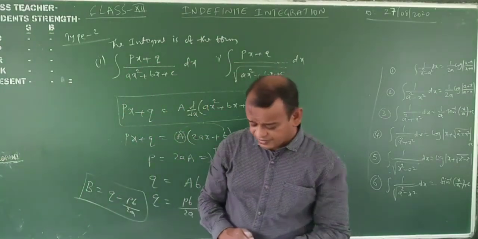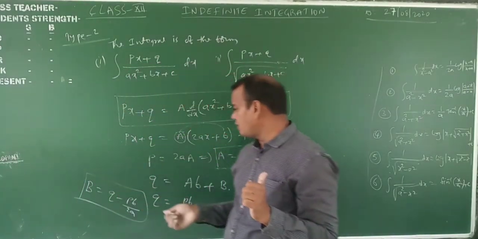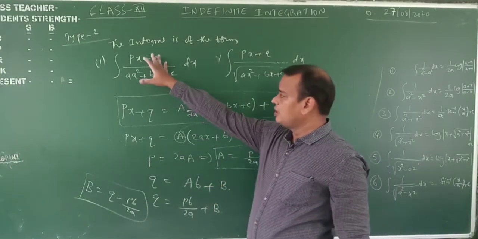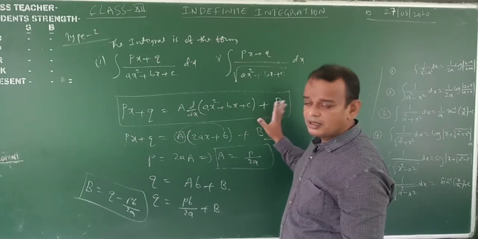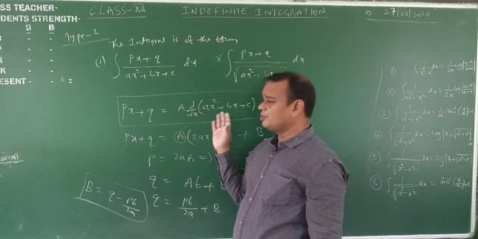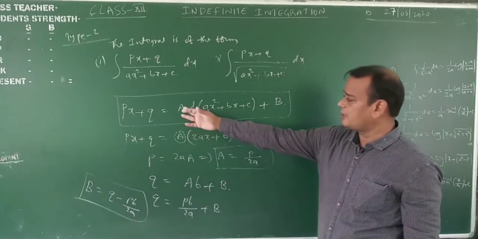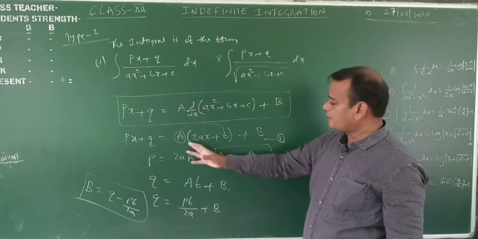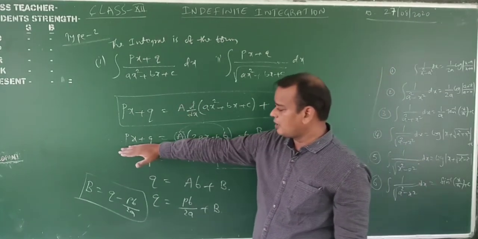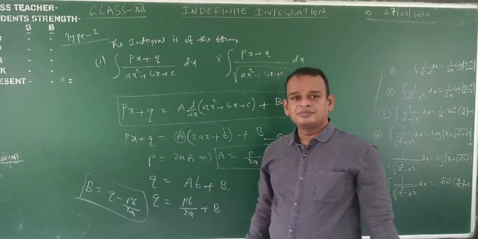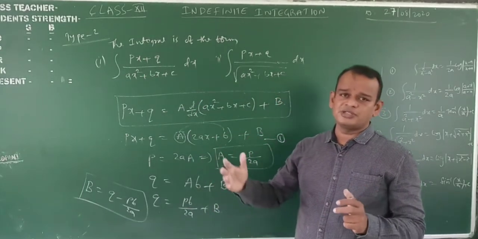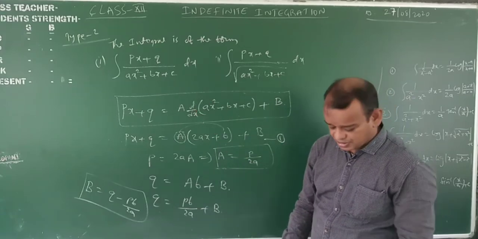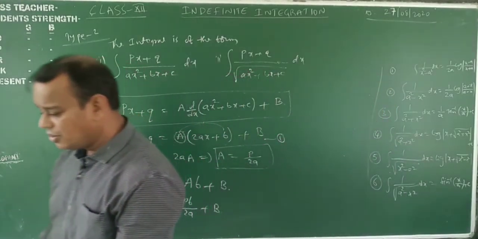Okay, my dear students. That is the process to find the values. The formula is: the linear function is equal to A into the derivative of the denominator, that is the quadratic expression, plus B. Our goal is to find A and B. After we find A and B, we substitute this linear value in this one. Now, how to do the problems? We are going to one problem.